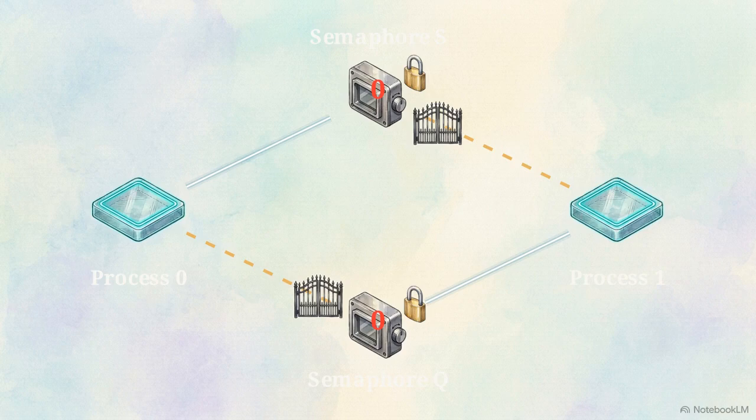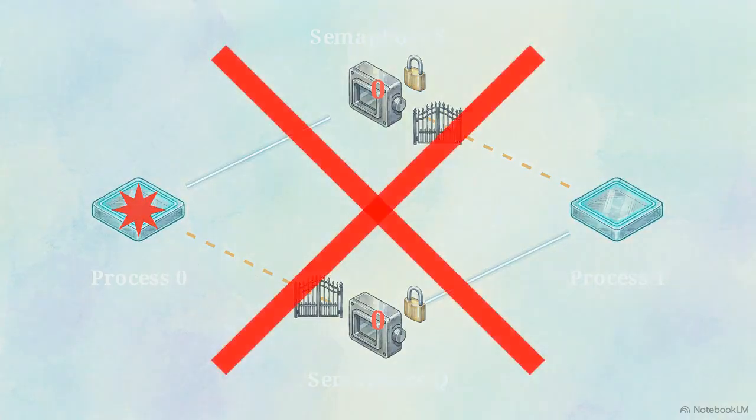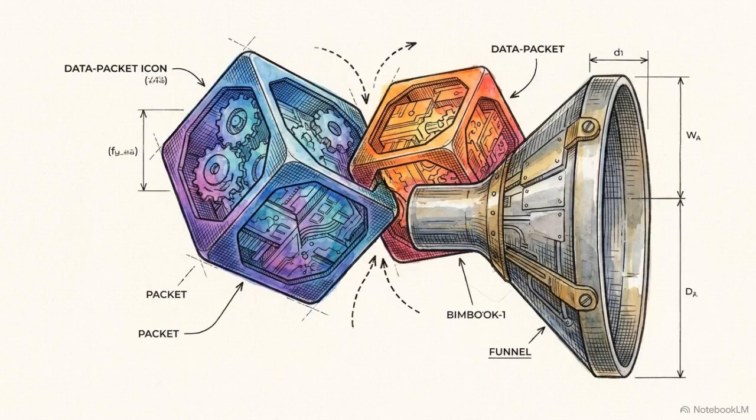Process 0 is waiting for process 1, and process 1 is waiting for process 0. This creates an unresolvable circular wait. The system is completely frozen, not because of a programming error, but because both threads perfectly obeyed the strict rules of mutual exclusion. Deadlocks happen due to competing resource demands.